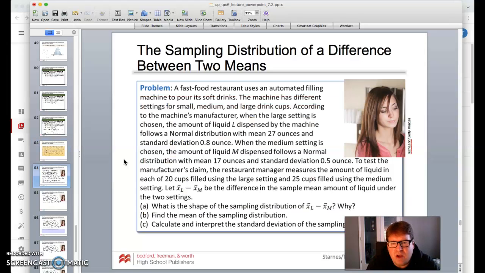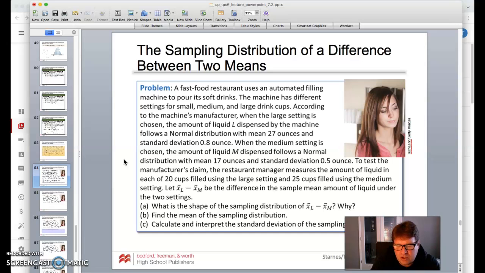All right, so let's take a look at it. A fast food restaurant uses an automated filling machine to pour its soft drinks. The machine has different settings for small, medium, and large. According to the manufacturer, when the large setting is chosen, the amount of liquid dispensed is going to be normal with a mean of 27 and a standard deviation of 0.8. When the medium setting is chosen, the amount of liquid is supposed to be 17 ounces with a standard deviation of 0.5. Now, to test the claim, the restaurant manager measures the amount of liquid in each of 20 cups filled using the large and then 25 using the medium. So let the difference be the difference in the sample mean amount of liquid under the two settings.